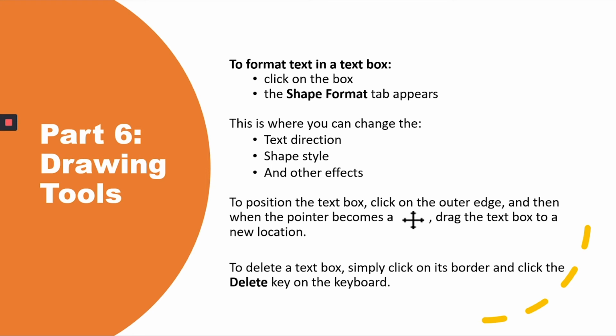To format text in the text box, click on the box and the Shape Format tab appears. This is where you can change the text direction, shape, style, and other effects. To position the text box, click on the outer edge, and then when the pointer becomes a 4-pointed arrow, drag the box to the new location. To delete a text box, simply click on its border and click the Delete key on your keyboard.